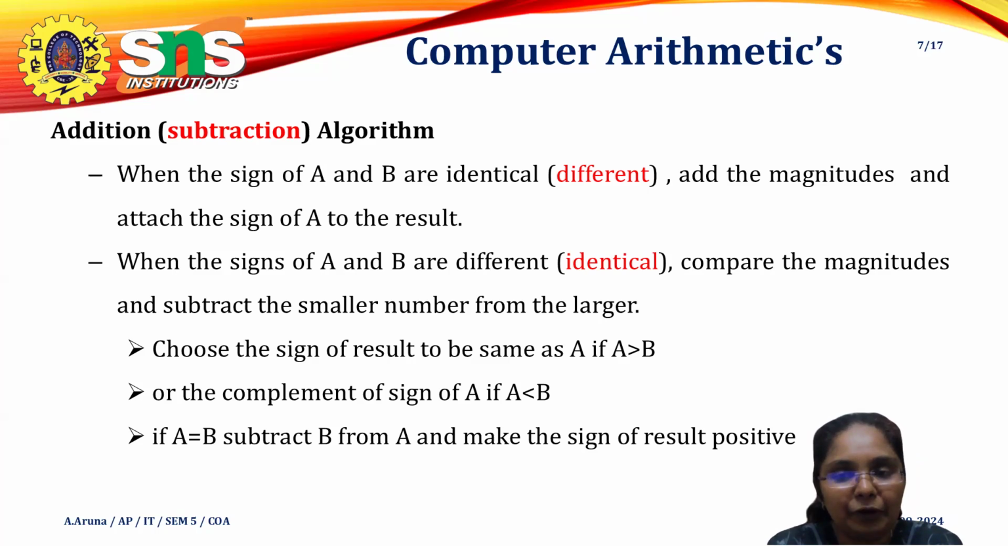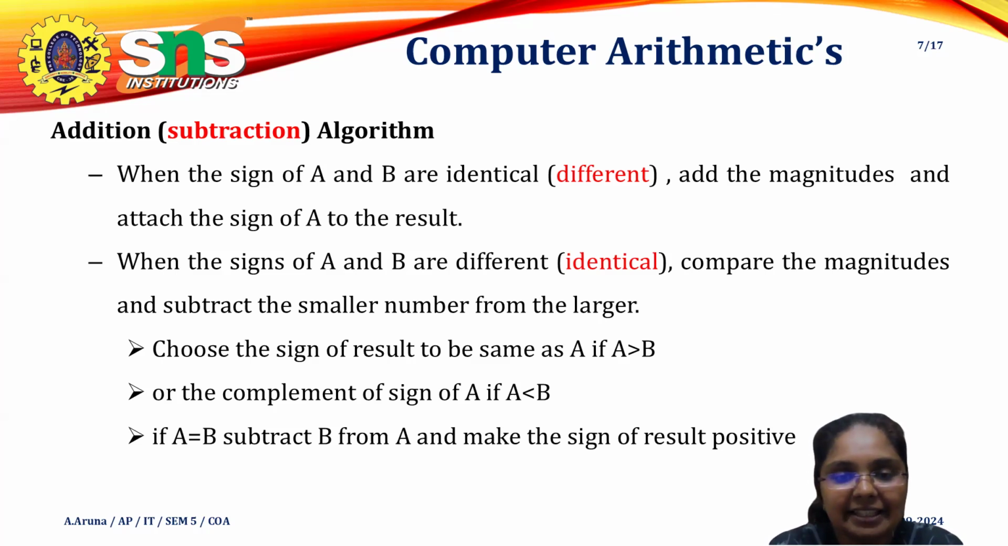In this case, I'm going to compare the magnitudes and subtract the smaller number from the larger number. Here also we check three conditions: A greater than B, A less than B, and A equal to B. If A is equal to B, there is no problem because the result will be 0. 0 is always positive; it doesn't have a negative 0.